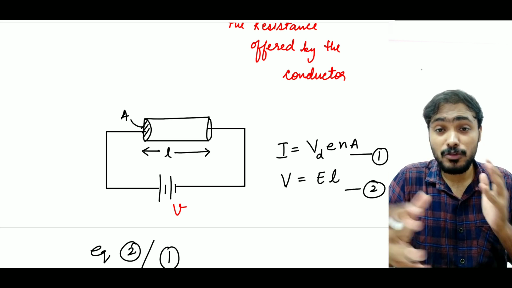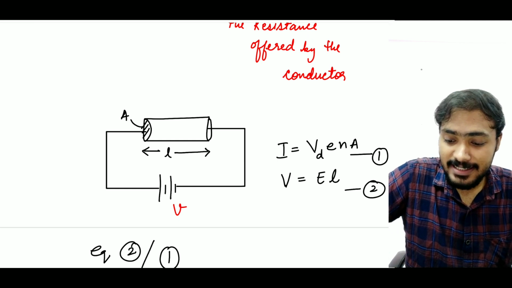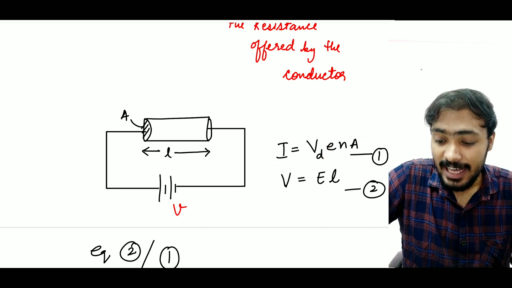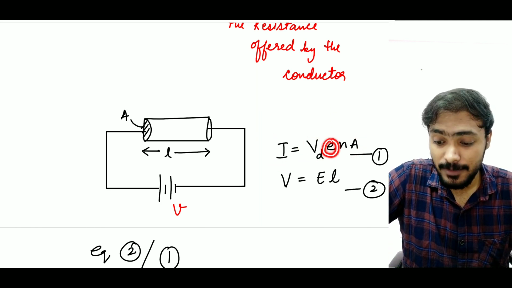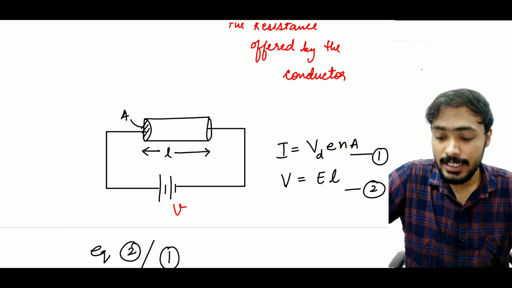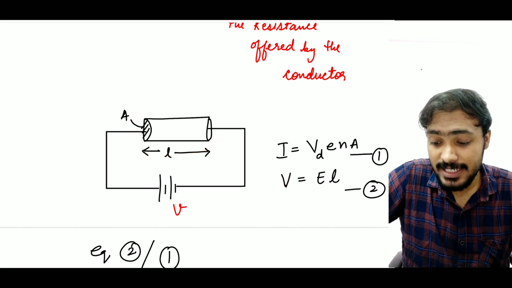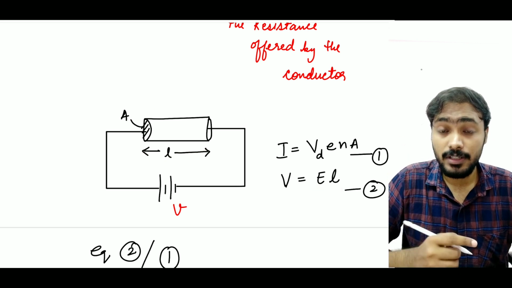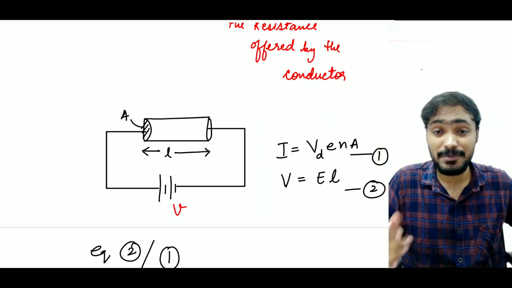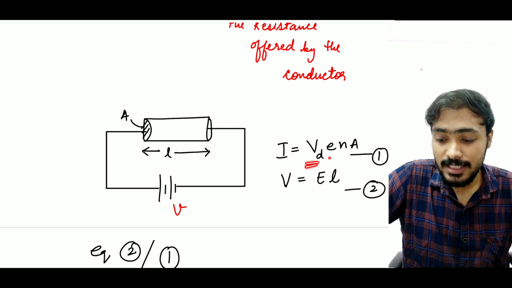Now, in our previous video, for all those who have watched my previous videos, we can say the current can be written as I = nAeVd, where Vd is the drift velocity, e is the charge on the electron, n is the number of electrons per unit volume, and A is the area of cross section. On the other hand, the potential drop across the conductor is given as the electric field multiplied by the length of the conductor. We have discussed all these things in our previous videos. Feel free to go and watch them to understand this. So I know the current can be given as nAeVd.